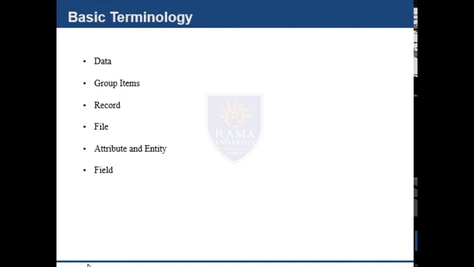Fourth is file. A file is a collection of various records of one type of entity. For example, if there are 60 employees in the class, then there will be 20 records in the related file where each record contains the data about each employee. Fifth is attribute and entity. An entity represents the class of certain objects. It contains various attributes. Each attribute represents the particular property of that entity. Sixth is field. Field is a single elementary unit of information representing the attribute of an entity.